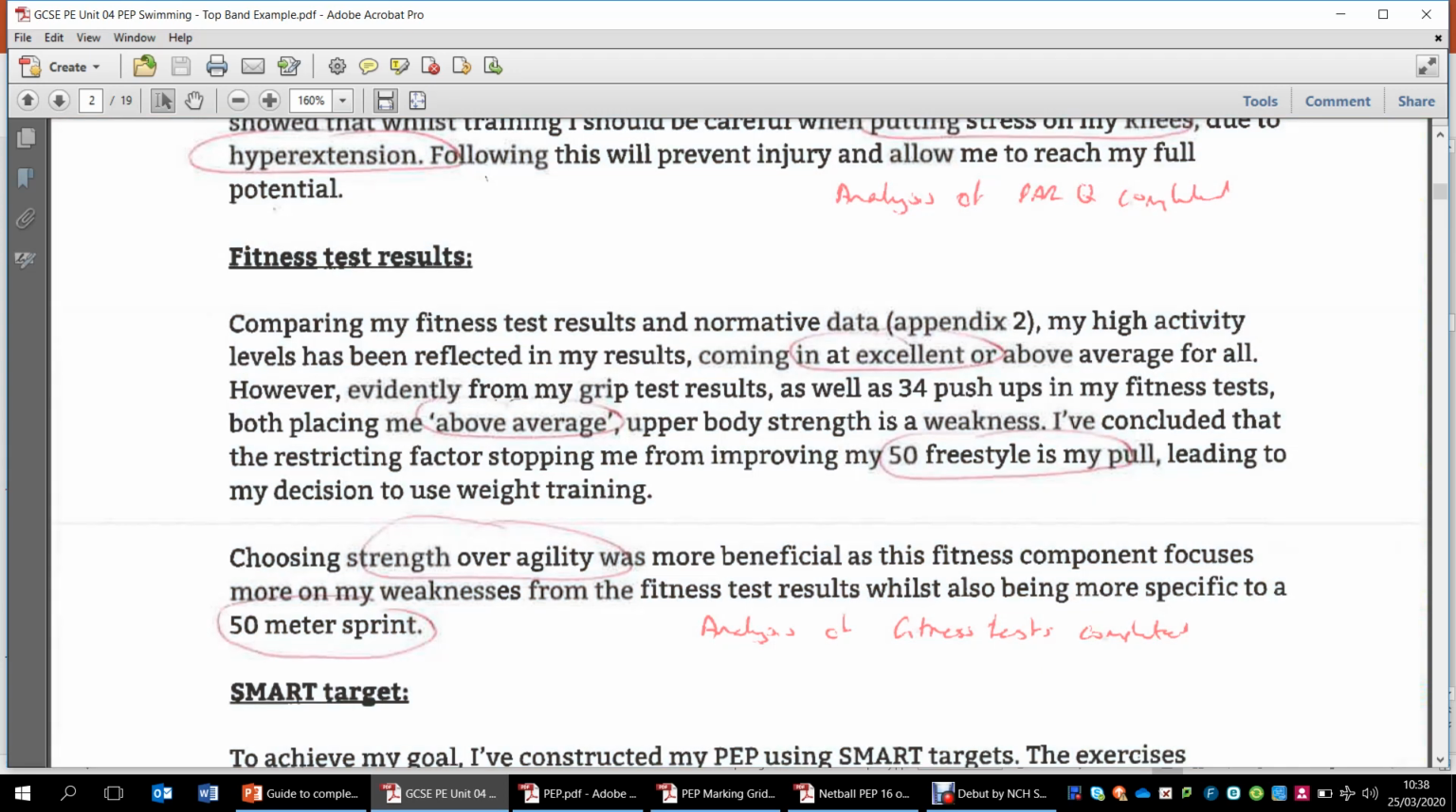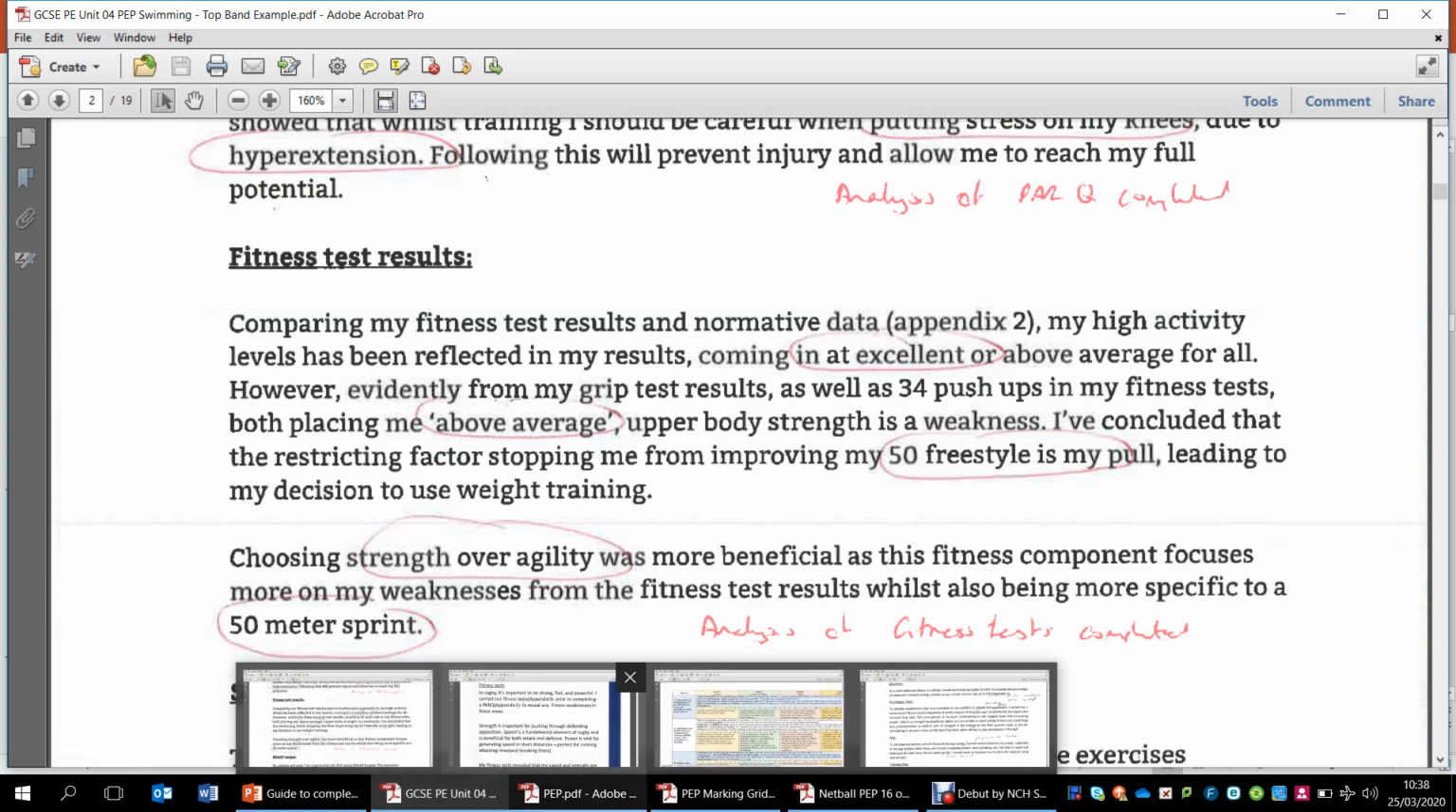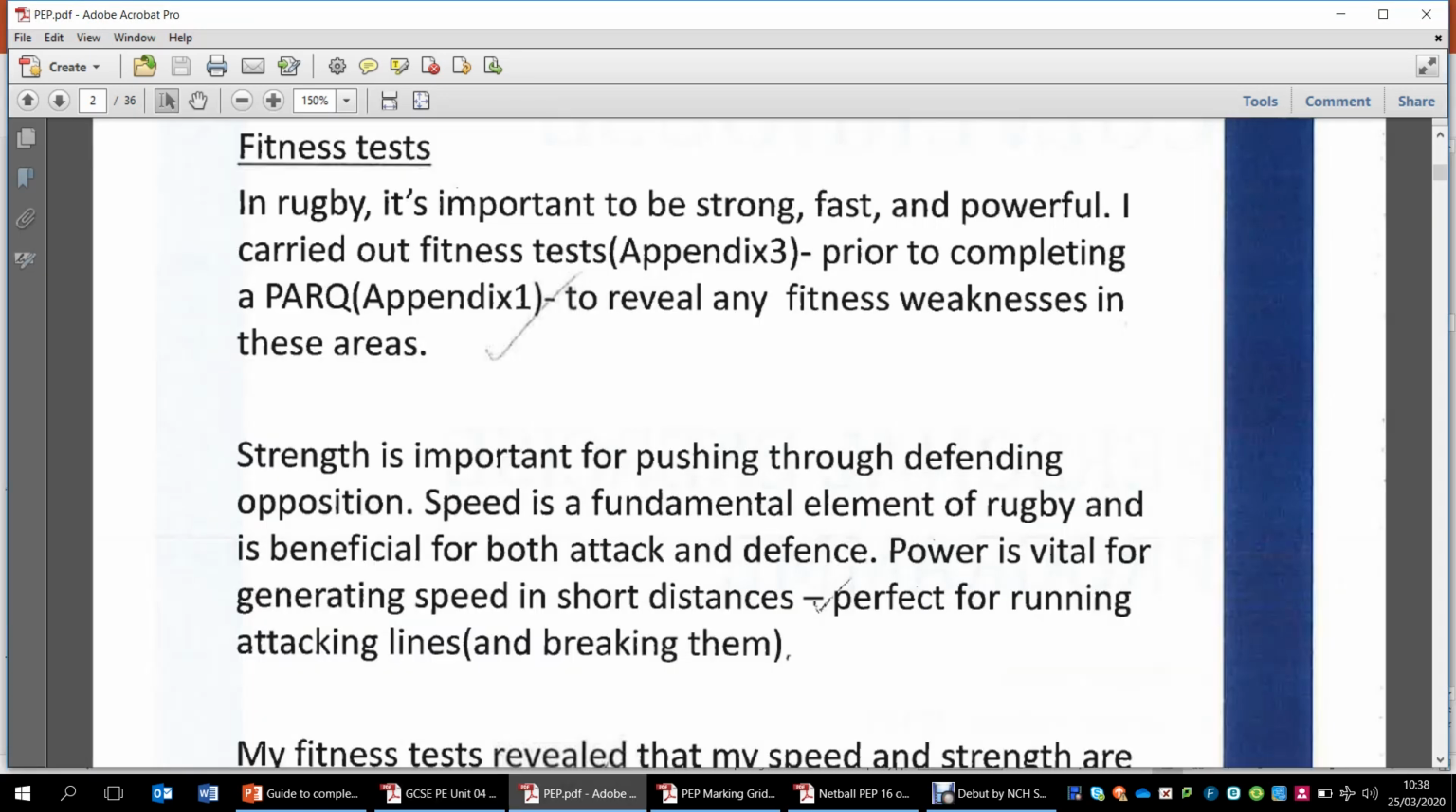So you can see here that the moderators commented analysis of fitness tests has been completed. So that's clearly there to a good standard. Alright, I'm just going to show you another example, because there are lots of different variations and ways that you can look at this. This is an example of the rugby example that was published again by the exam board, a very useful document. So in rugby it's important to be strong, fast and powerful. Carrying out fitness tests, they can be found in Appendix 3, so again refer to the appendix for that testing table.